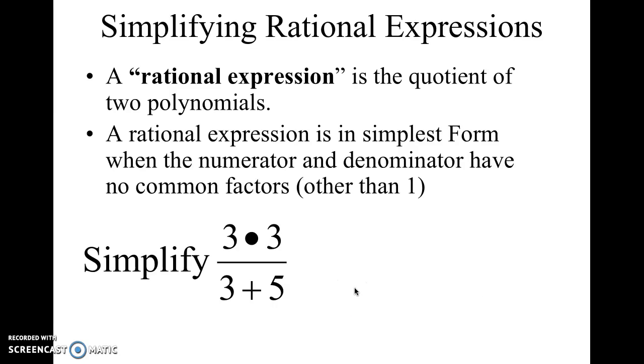But take note, if we're going to simplify 3 times 3 all over 3 plus 5, we can cancel out the 3 and 3 here only in the case where they are factors of 9, but 3 and 5 in the denominator are not factors; rather, they are just terms of the given expression. So the answer here would just simply be 9 over 8. It cannot cancel anything.